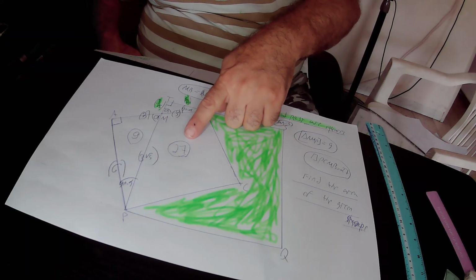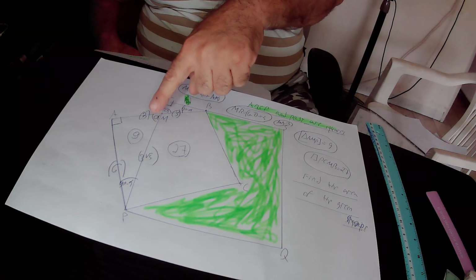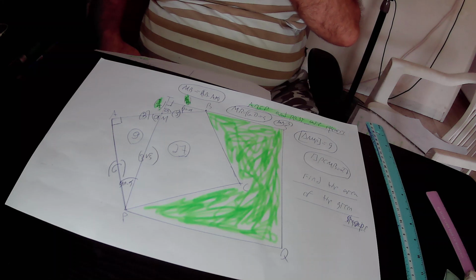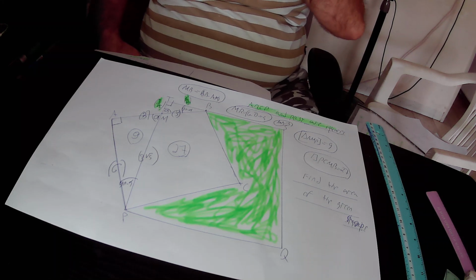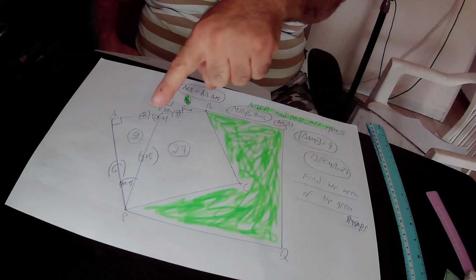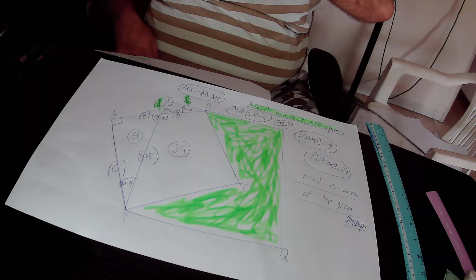equals 27 square units inside, and this triangle AMP equals 9 square units inside. Our task is to find out the area of this ring shape. First of all, we know that the area of this small square ABCP in total equals 27 plus 9, that is 36 square units in size.